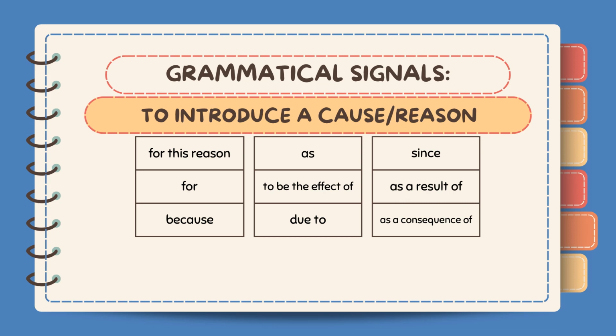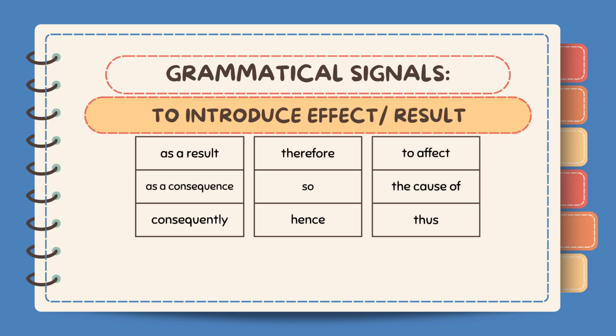In writing statements showing cause and effect relationships, the following grammatical signals can be used. To introduce a cause or reason, we may use the following: for this reason, for, because, as, to be the effect of, due to, since, as a result of, and as a consequence of. On the other hand, we may use the following grammatical signals to introduce the effect or result. We have here as a result, as a consequence, consequently, therefore, so, hence, to affect, the cause of, and thus.